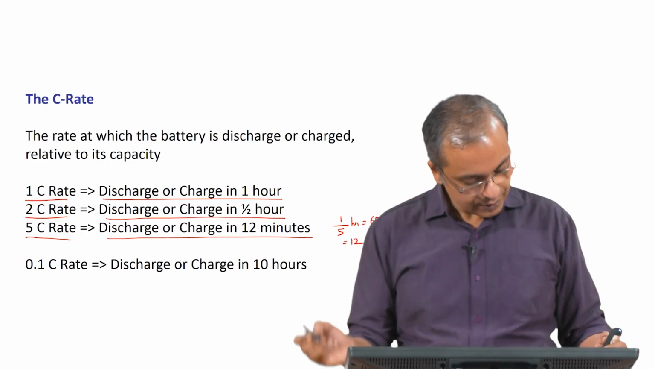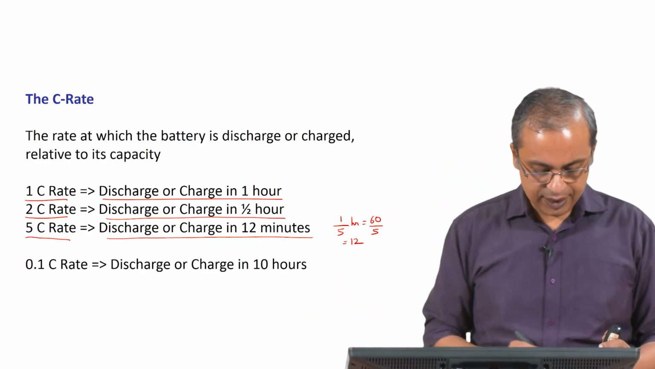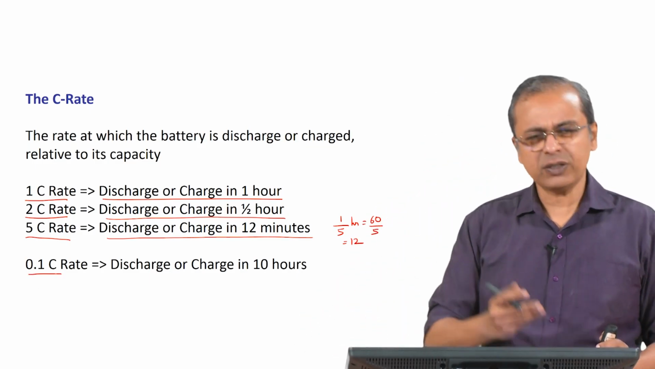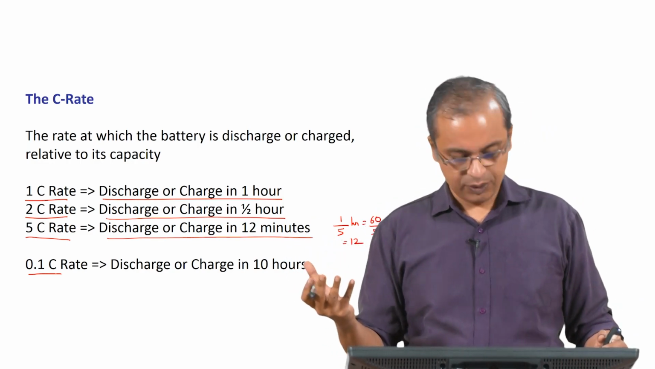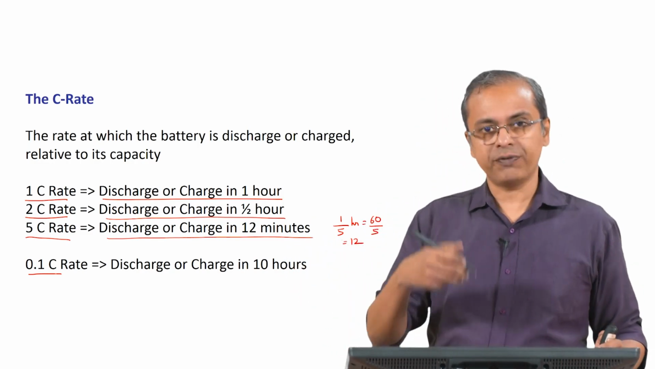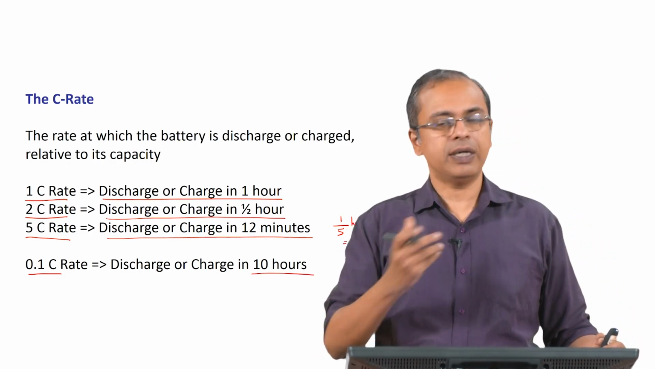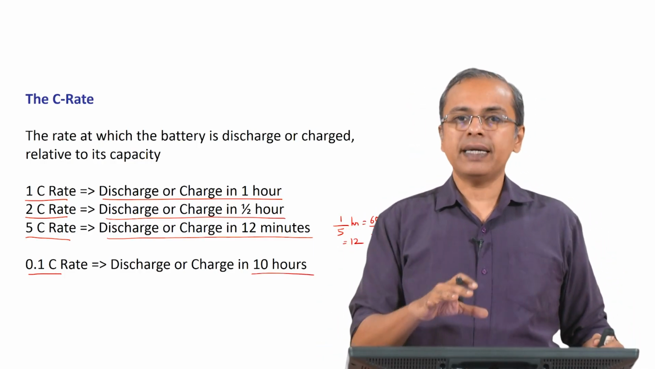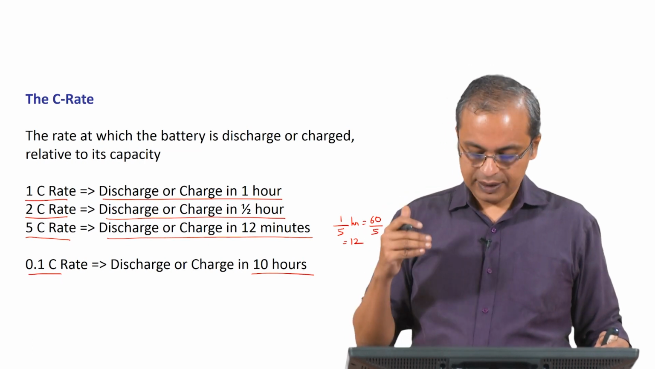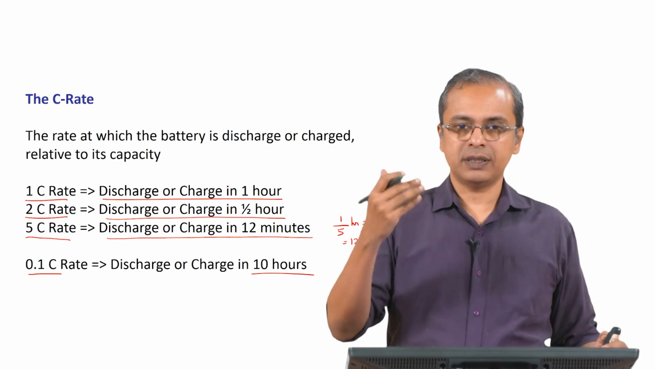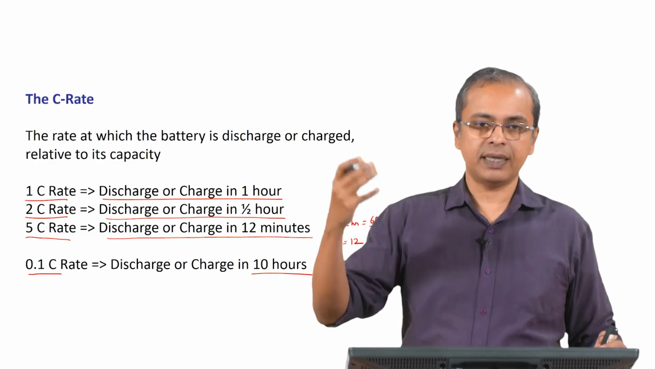Similarly, you can go down in scale. You can do 0.1 C rate, where you are drawing current out of that battery very slowly. Because it is 0.1, if you do 1 by 0.1, you will get 10 hours, the battery will now last you for 10 hours. So the same battery can be tested under various conditions. You can test it at 0.1 C rate, 0.2 C rate, 0.3 C rate, etc., 1 C rate, 2 C rate, 3 C rate, 5 C rate, etc.